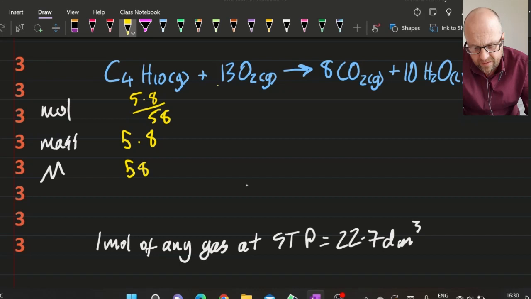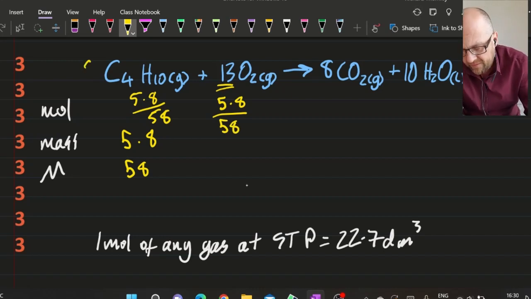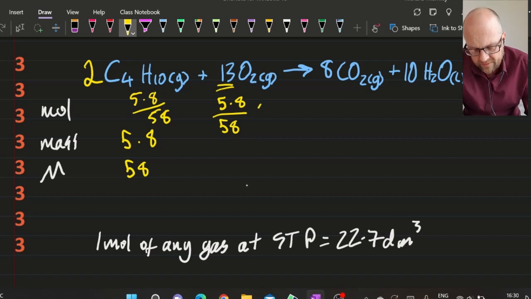of butane. Now for oxygen it has to be 13 times bigger than that, so 5.8 over 58. Oh, I haven't balanced it right. There's a 2. That 2's missing there. Okay. So it's not 13 times bigger than that. It's going to be 13 over 2 times bigger than that. Okay. So that's the moles of oxygen.